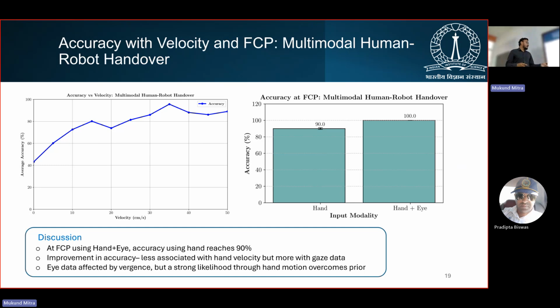But eye gaze is usually affected by the divergence effect, and it makes the prior a little corrupt, but the strong likelihood from hand motion overcomes the corrupt prior, and ultimately the accuracy increases.